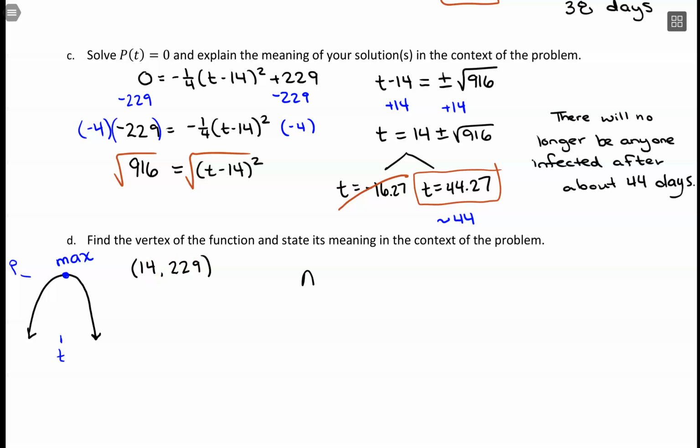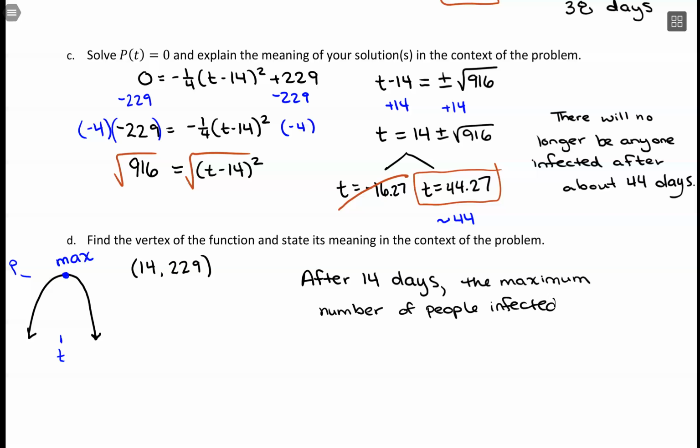So I'm going to say something like after 14 days, the maximum number of people infected will be 229.